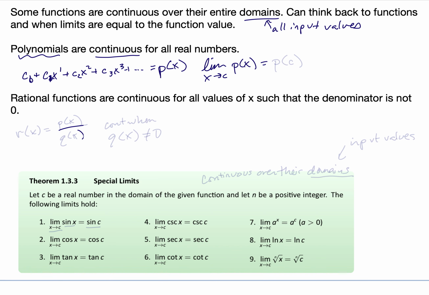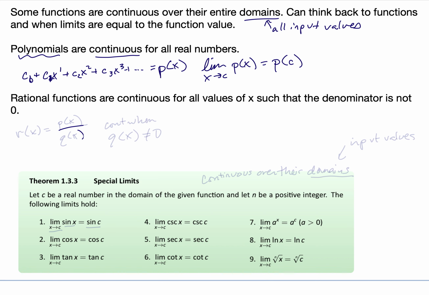We know that for any polynomial p of x, the limit as x approaches c of p of x is just equal to the function value at that point, p of c, and therefore polynomials are continuous for all real numbers, because the limit for any real number that you input is just equal to the function value at that point.